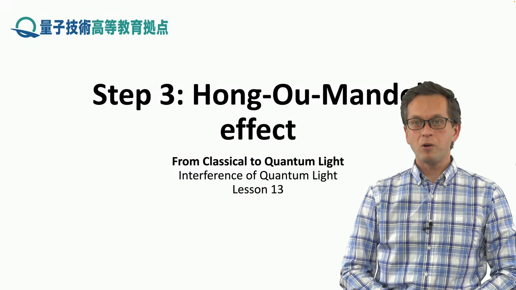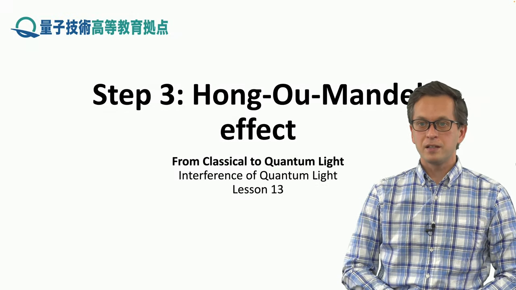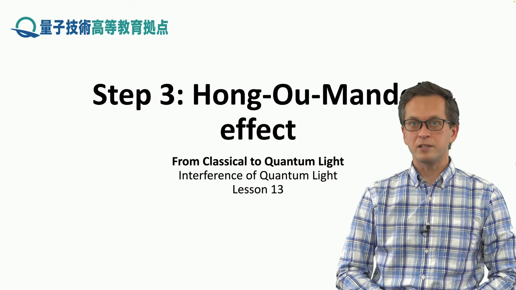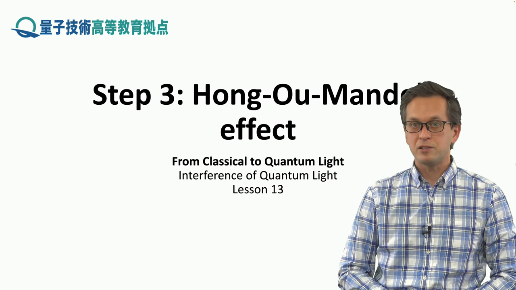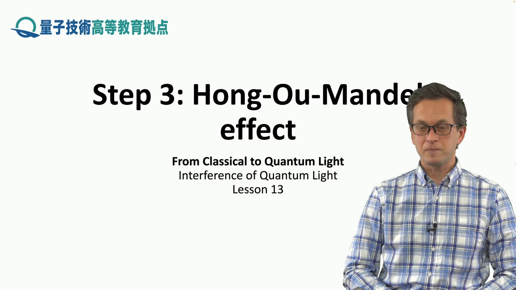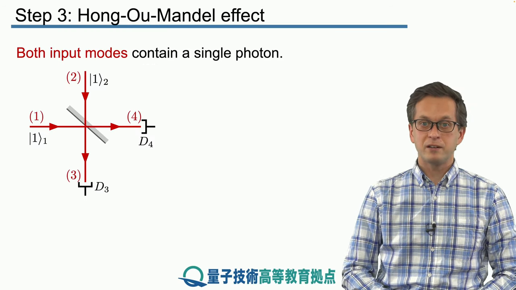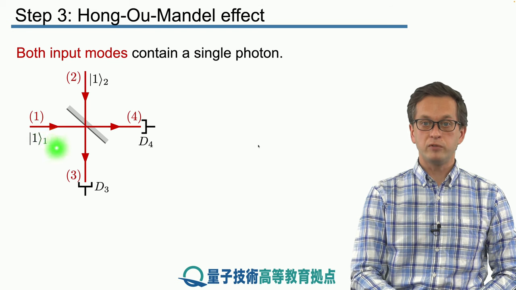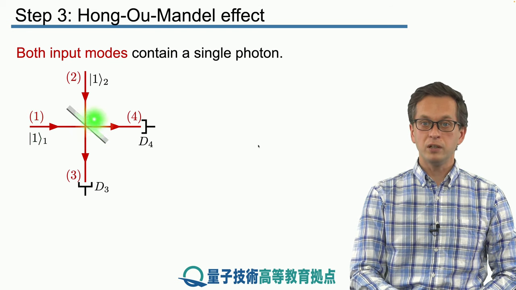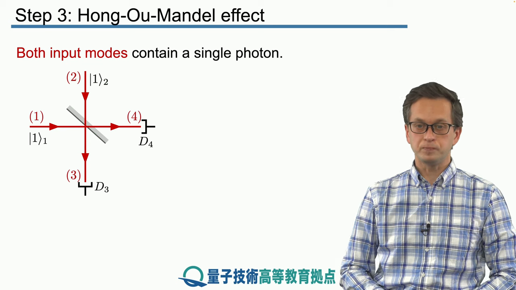Step 3, Hong-Ou-Mandel effect. This is a very interesting effect in quantum optics and has no classical counterpart, and it's used in many quantum technologies. And it's the following scenario. We have our beam splitter, and this time we have two input photons, one photon in mode 1 and the other photon in mode 2.